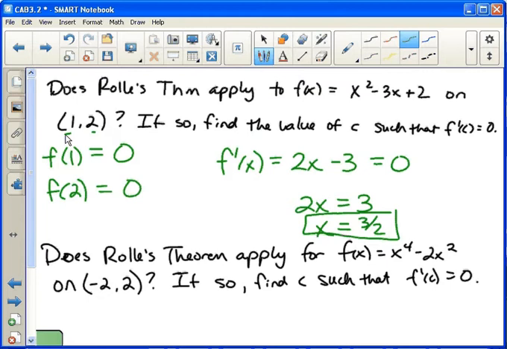Now just so you know, if any of those requirements aren't fulfilled, all you have to say is does not apply. You don't even have to do the rest of the problem at that point.